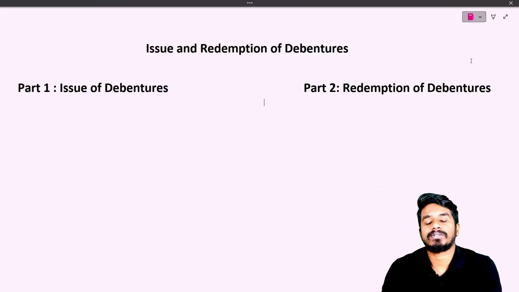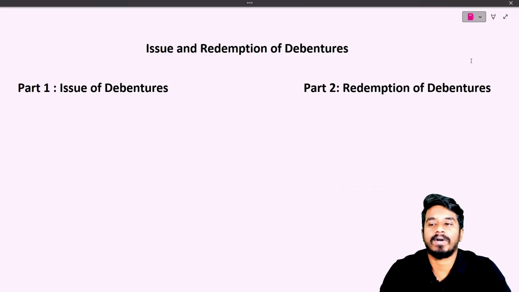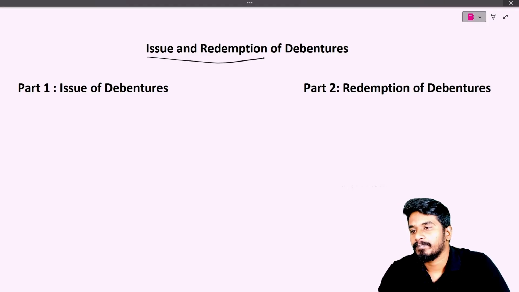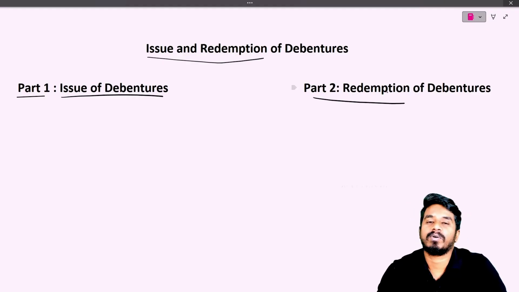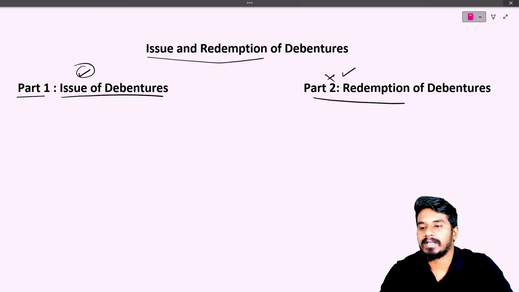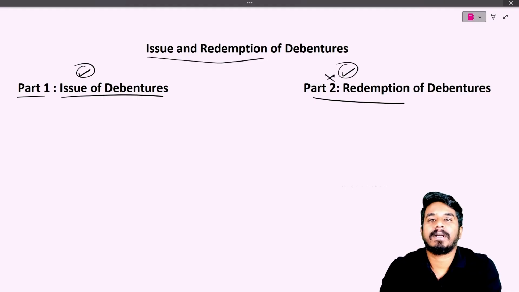So in this video we are going to start with a new chapter, that is issue and redemption of debentures. In this chapter we have two parts. Part one is issue of debentures and another part is redemption of debentures. For CBSE students only we have issue of debentures. We don't have redemption of debentures, but still we will cover it for state board students. Right. So let us start with part one, issue of debentures.